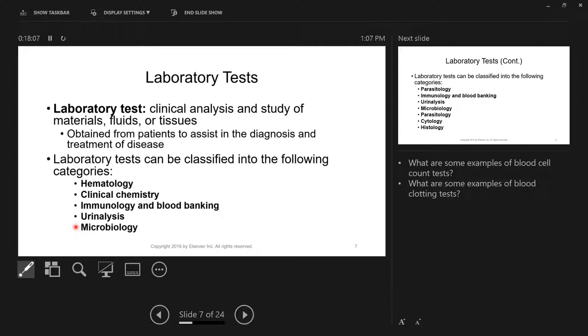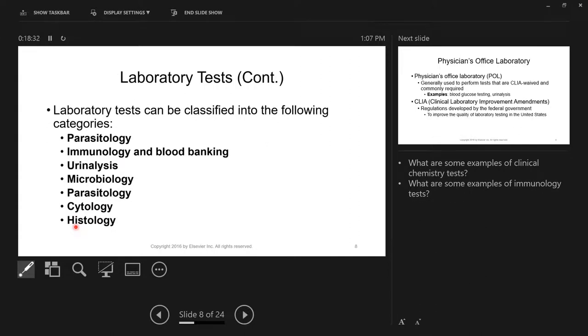Remember, as we were talking a little bit earlier about the urinary system and Escherichia coli, E. coli, the thing that causes urinary tract infections? That's a microbe. We can perform microbiology tests on a urine sample, for example, and determine the presence of that bacteria. It's called a urine culture.